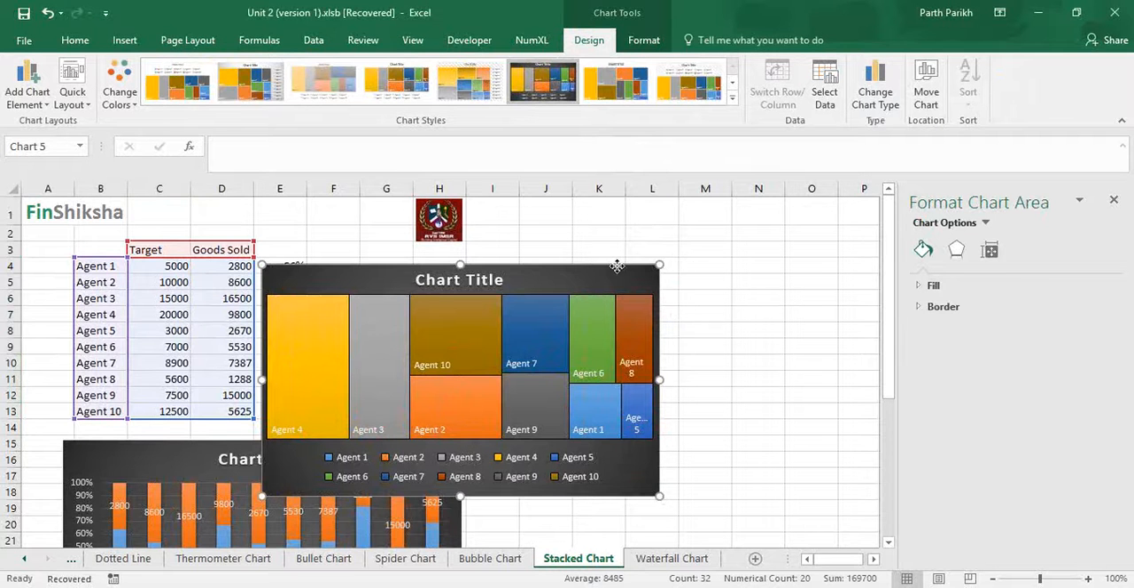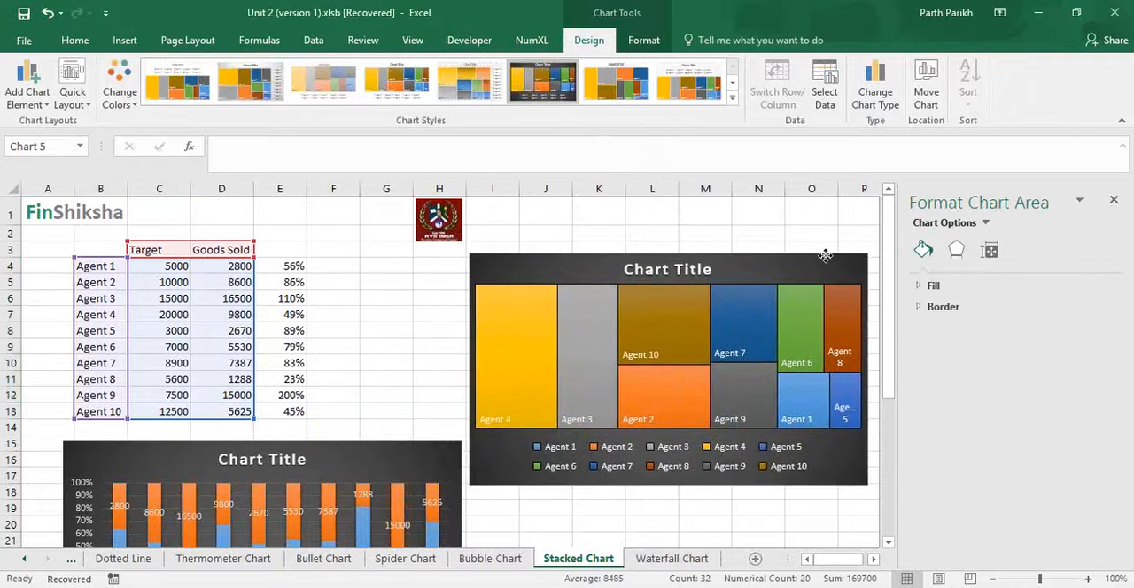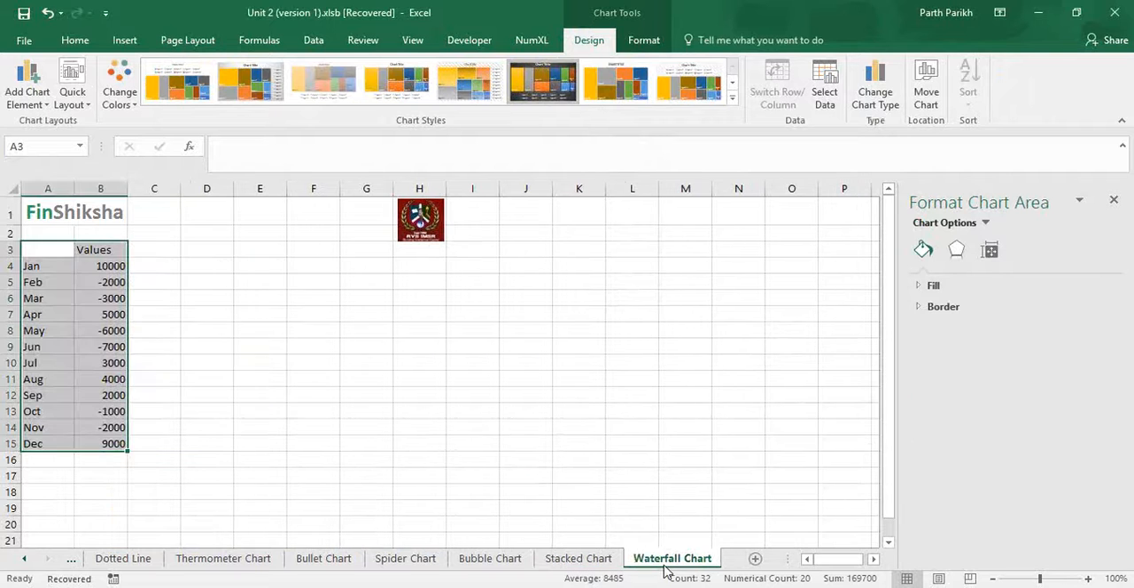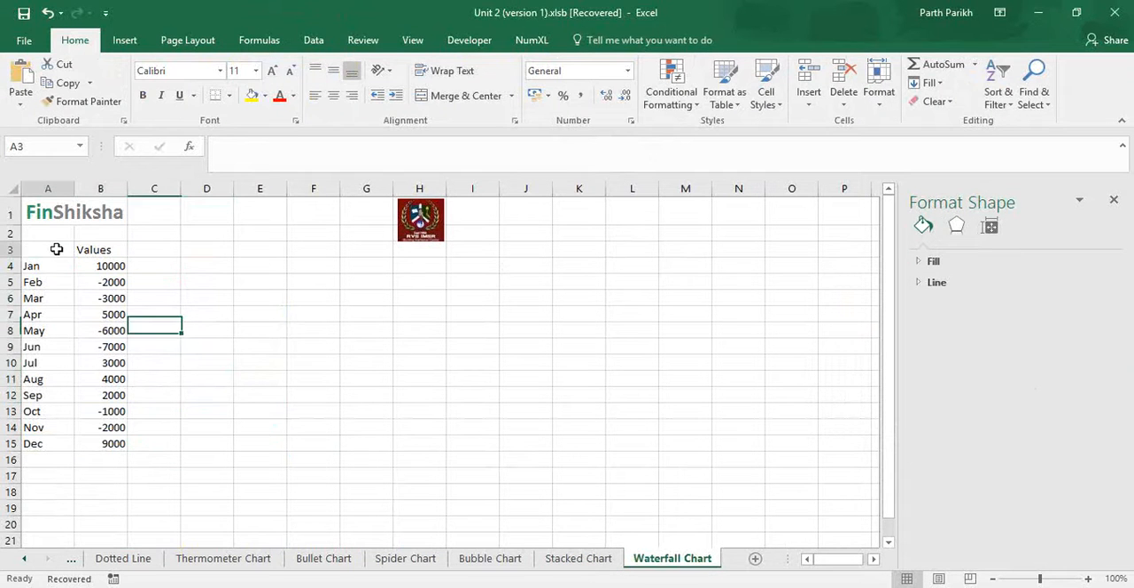Then there is one other interesting chart which we use when it comes to cash flow, which is named the waterfall chart, which primarily tells me what my final balance is and how, over a period of months, days, years, it has been shaped. So the idea is simple. Its appearance is like a waterfall. That's why the name is waterfall chart.